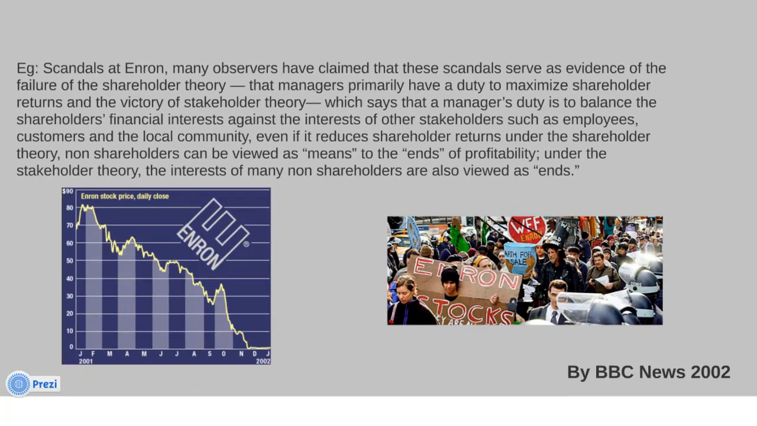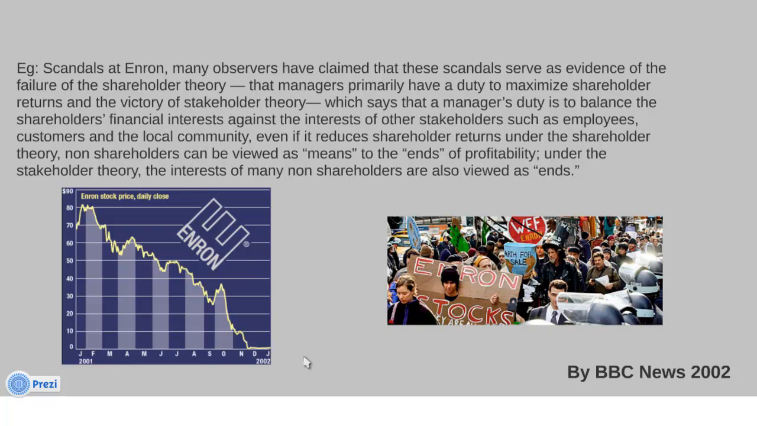Now here we have cited the example of the famous scandal at Enron. This scandal proves that if a company is following the shareholder concept, it is prone to loss, because the company always put emphasis on maximizing the shareholder value. So the whole management of the company was just focused on maximizing the shareholder value. That is why they got a huge loss and their share prices went down, as you can see in this diagram.